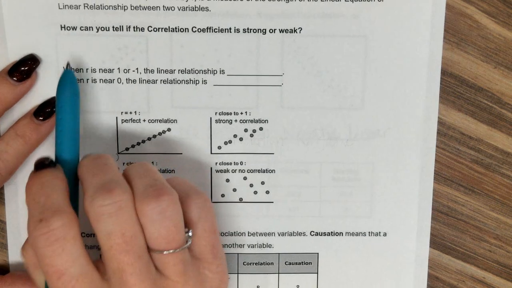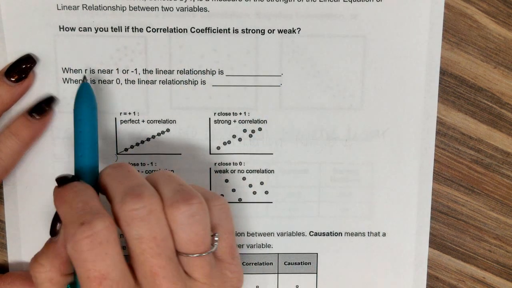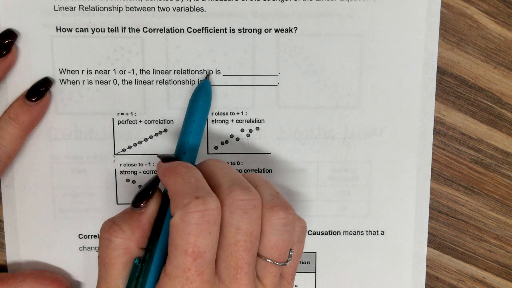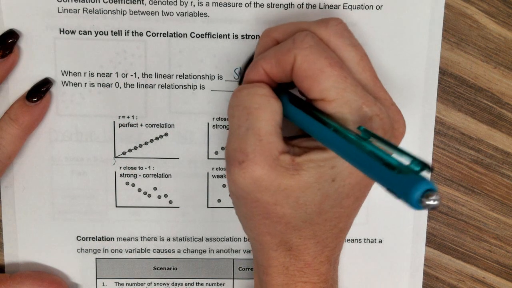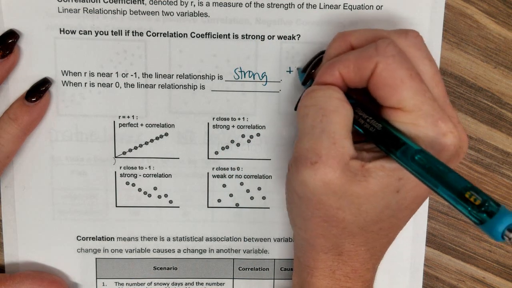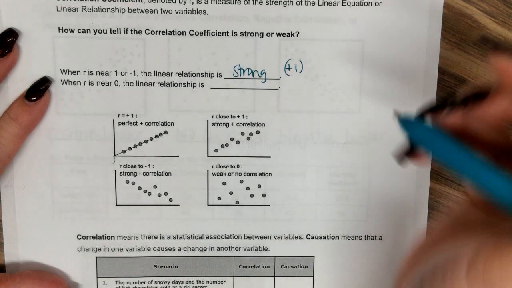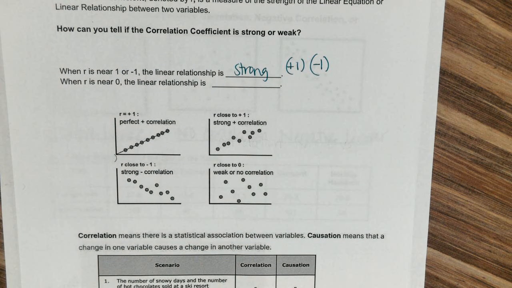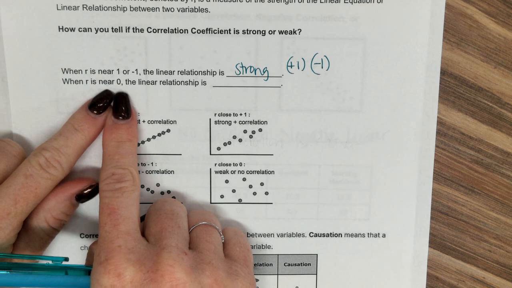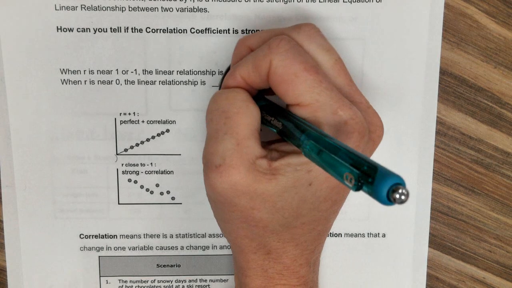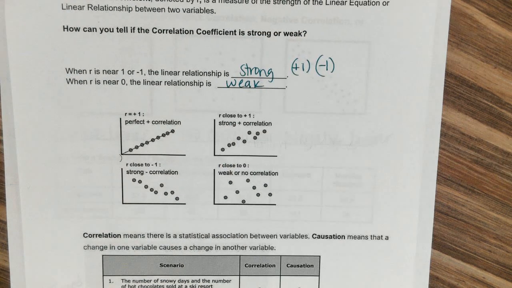Okay. So it says, how can you tell if it's weak or strong? When R is near 1 or -1, the linear relationship is strong. And again, the closer it is to +1, that's positive strong. To -1, that's negative strong. Yes? When R is near 0, like 0.2, 0.4, 0.5, that is a weak association.